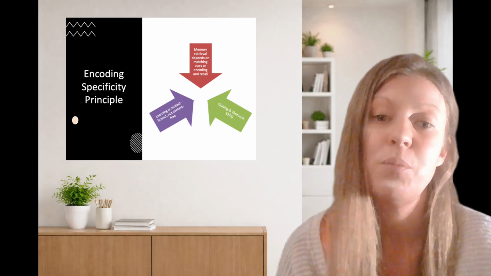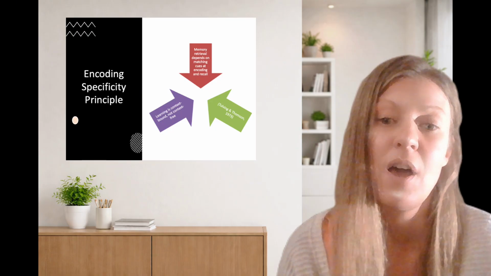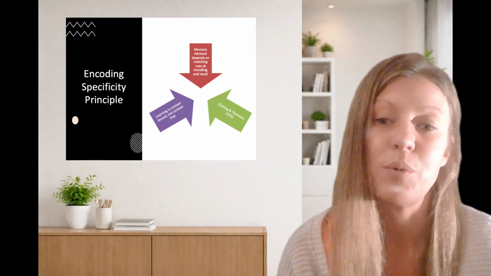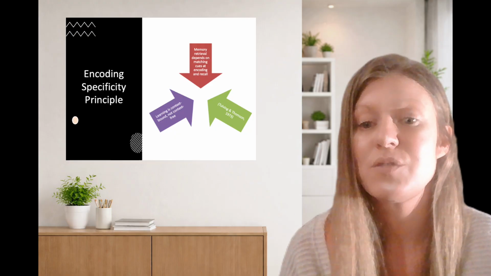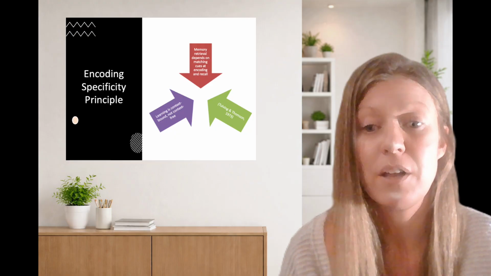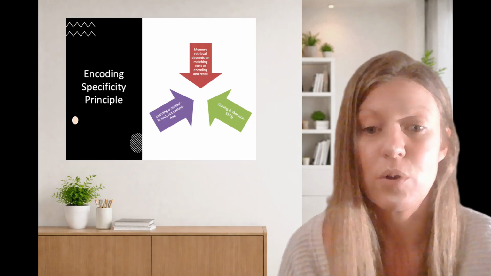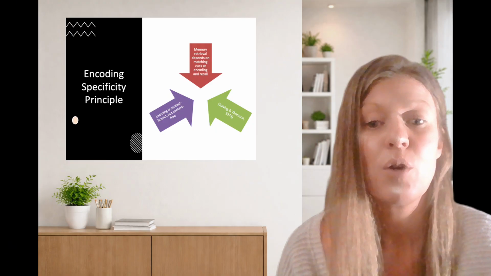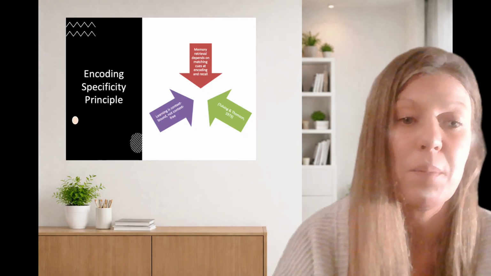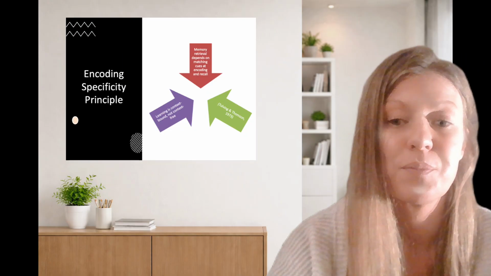Encoding specificity principle. The encoding specificity principle explains this clearly: information is retrieved most successfully when the learning context matches the recall context. If revision doesn't resemble exam conditions, recall becomes unreliable when it matters the most.